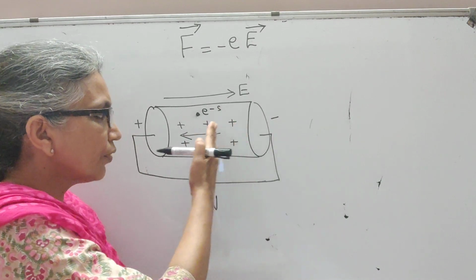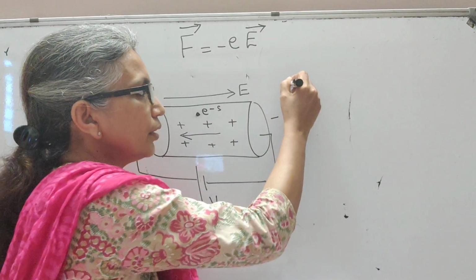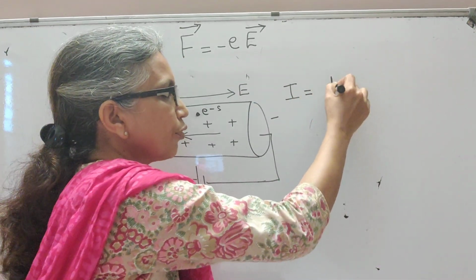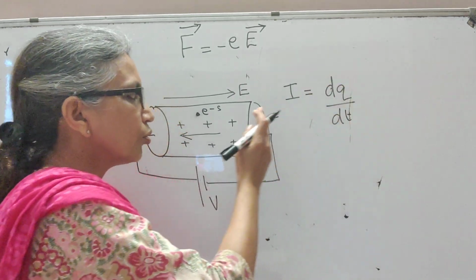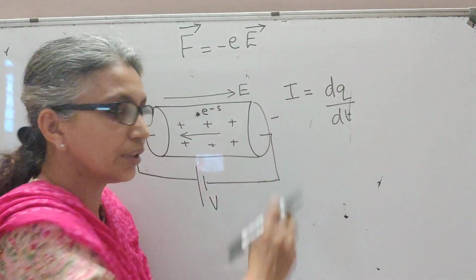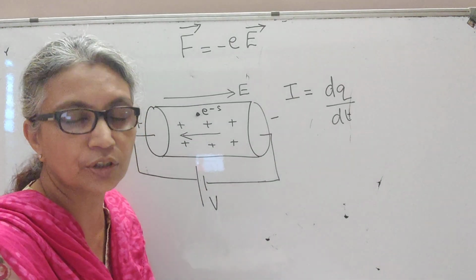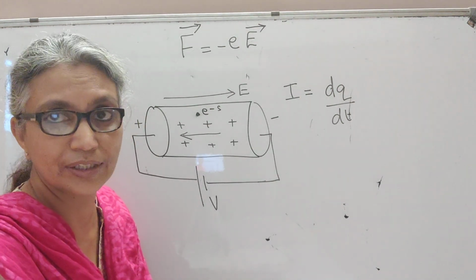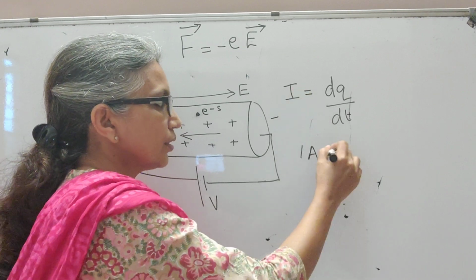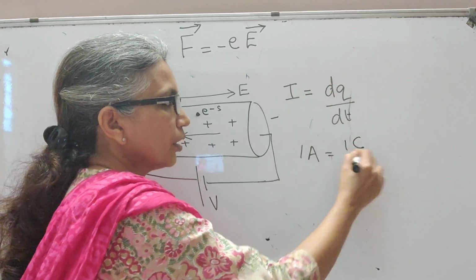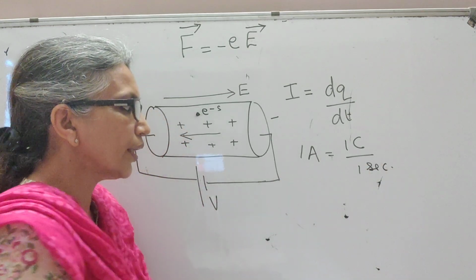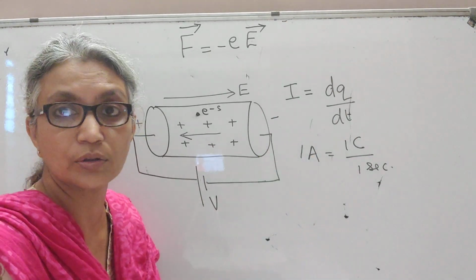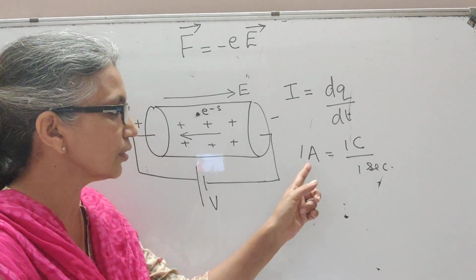So now we have charges flowing through the conductor, and in 10th standard you already know the definition of current as the rate of flow of charge. That is, if dq charge flows through a point in the conductor in time dt, then the current is I = dq/dt, defined as the rate of flow of charge. You know the SI unit of current is 1 ampere. 1 ampere is 1 coulomb per 1 second. A current is said to be 1 ampere if a charge of 1 coulomb flows through the conductor in 1 second.